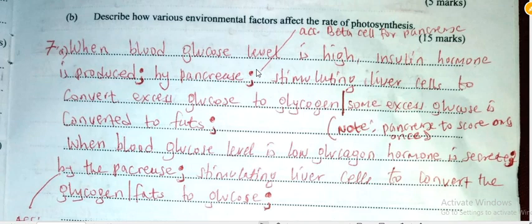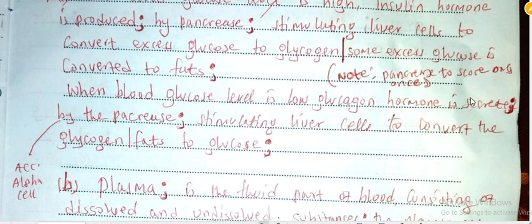When blood sugar level is high, above the normal, insulin hormone is produced by the pancreas, and it stimulates the liver cells to convert excess glucose to glycogen. Remember, you must say excess because the glucose levels are above the normal, or some excess glucose is converted to fats. Then when blood sugar level is below the normal, glucagon hormone is secreted by the pancreas, stimulating liver cells to convert the glycogen stored or fat stored back to glucose.